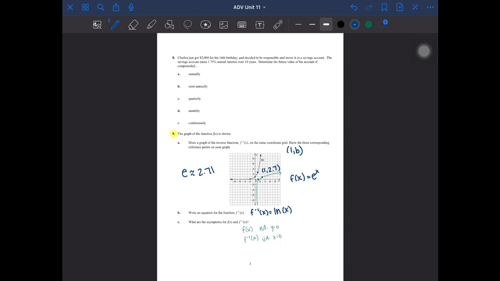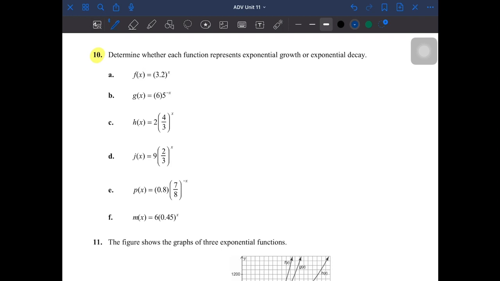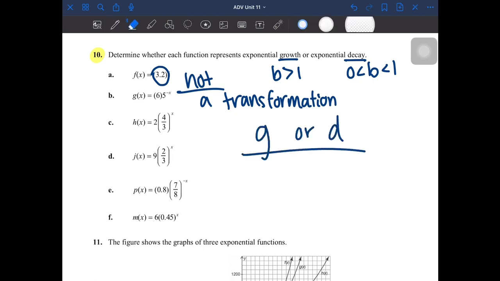Okay. The other one, too, is determining whether each function represents exponential growth or decay. The biggest thing is if it's growth, your base is going to be greater than 1. And if it's decay, it's going to be between 0 and 1. Your base right here is not a transformation. Okay? Big time. It is not a transformation. The only thing that the base tells you is if it's growth or decay. That's it.